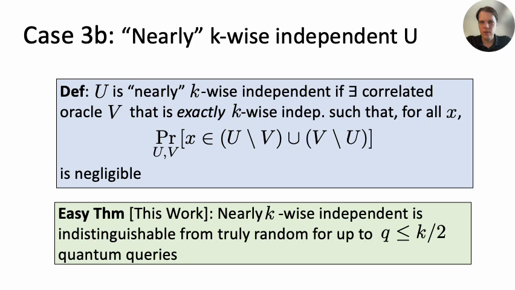And there's a straightforward theorem using known query complexity techniques that says that if U is nearly k-wise independent, then it is actually indistinguishable from truly k-wise independent for up to k over 2 quantum queries.